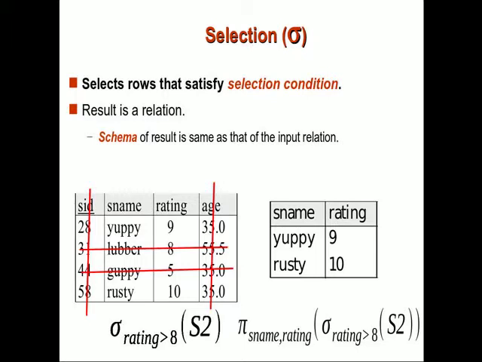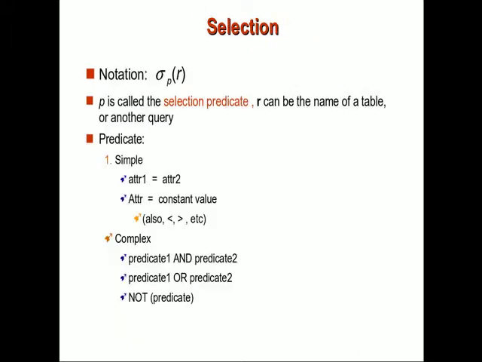The notation of the selection operator is that we use the sigma symbol, and the subscript consists of P, which is the selection predicate, and then in brackets we write R, and here R can be the name of a table or it can be another query. The predicate P can be either simple or complex, and in the simple case we can have the condition as attribute 1 is equal to attribute 2, and we can also have attribute is equal to a constant value, and we can also use less than or greater than symbols instead of the equal sign.